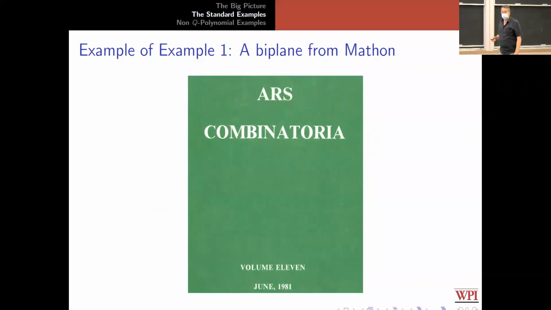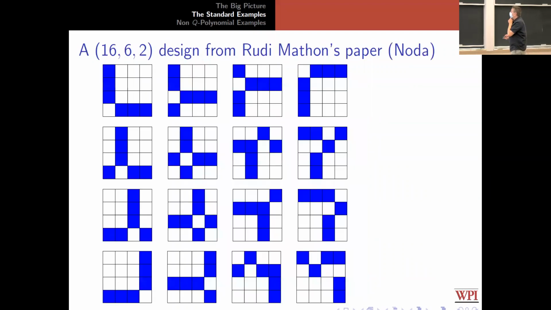Okay, it's a symmetric design with lambda equal 2 from Rudy's paper, and this is actually due to Noda, who we talked about quite a bit in the previous talk. So we take the symmetric difference of the first column and the fourth row, the symmetric difference of the first column and the third row, first column and second row, and so on. And then, any comment on that? Yeah? Yeah, this is the mutation.